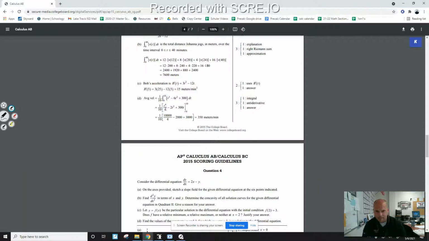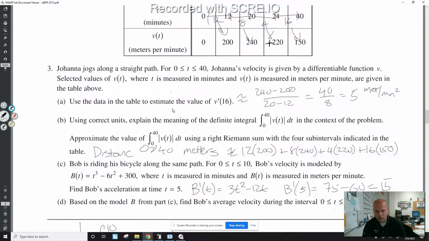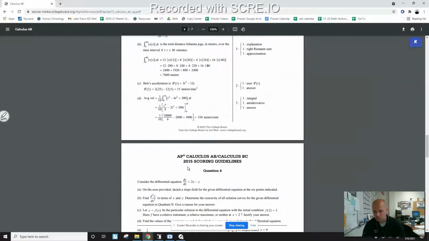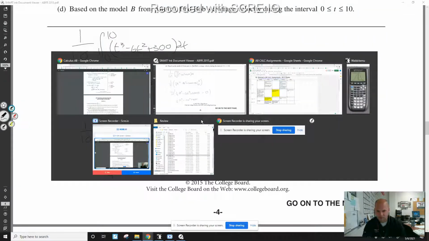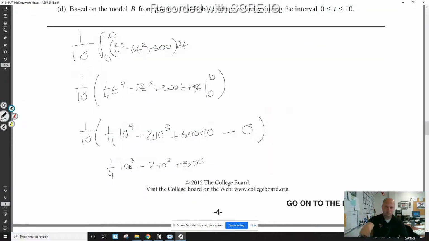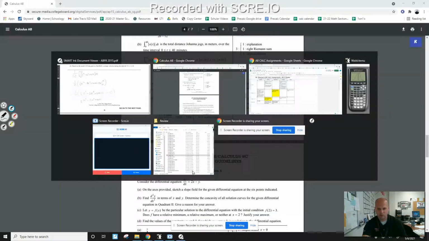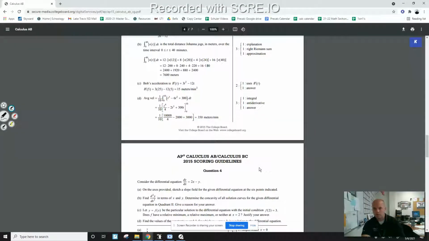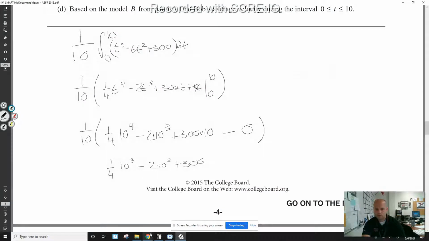Look at that. T to the 4th over 4 minus 2t cubed plus 300t. Plugging in the value, leaving it. Perfect. Okay. They didn't even do simplification, yeah, this is perfect. Okay, but this ends up, if you calculate it, will be 350. Your integral, your antiderivative, your answer. 3 points. All right, let's do another one.